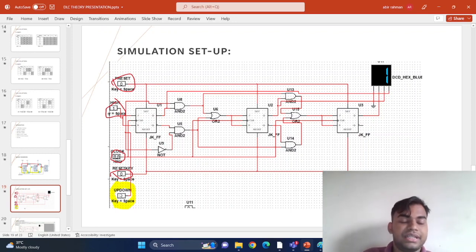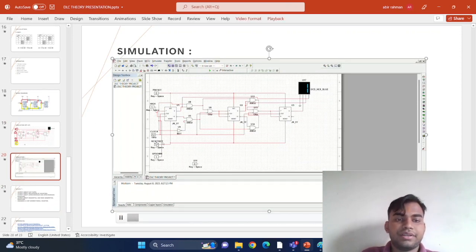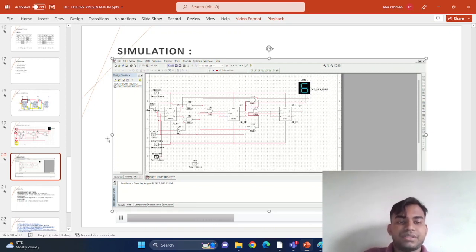So let's see a short video of our simulation. Here you can see that our reset and preset keys are 0, and when we start the simulation it starts counting upwards because our up/down count is sending signal 1, and when the signal is 0 it is counting backwards, and when it's 1 again it is counting forward, and backwards again. Like that we can control the counting upwards or downwards accordingly.